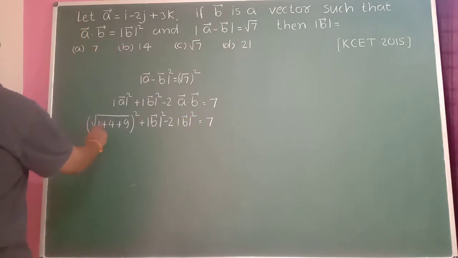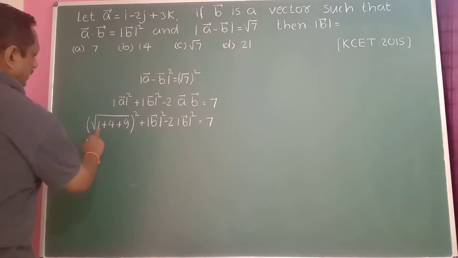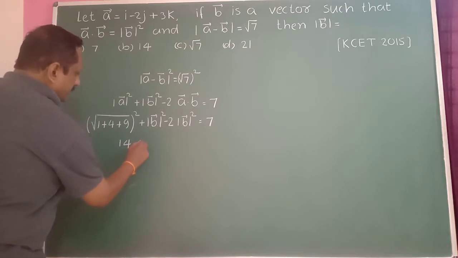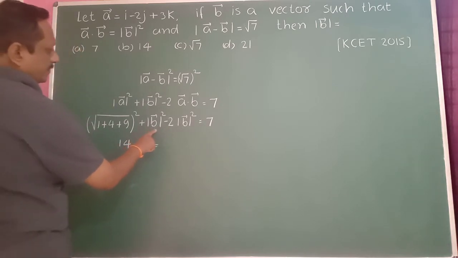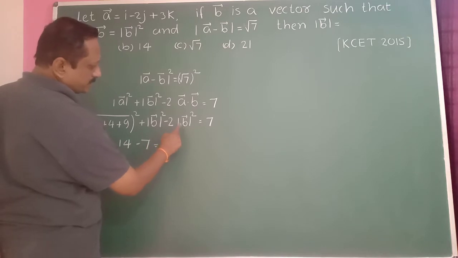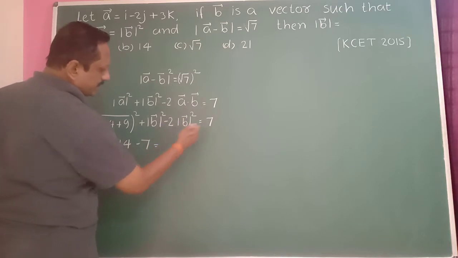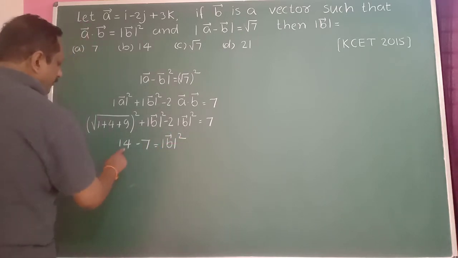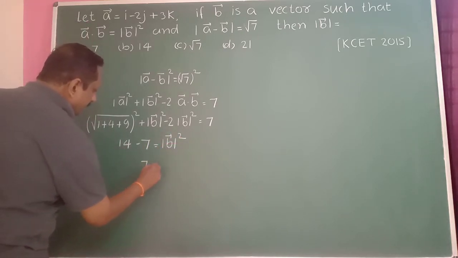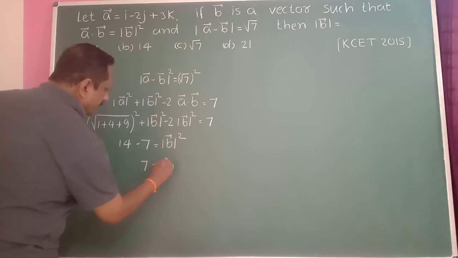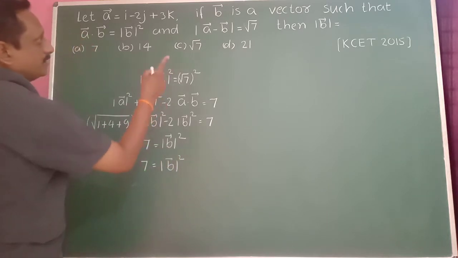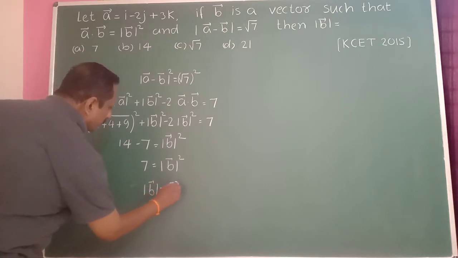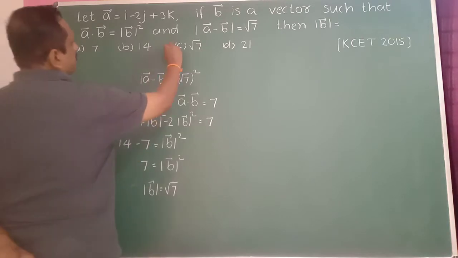Here square root and square cancel, 9 plus 1, 10 plus 4, 14, and I take 7 to the left side, minus 7, modulus of b bar square minus 2 into modulus of b bar square, minus modulus of b bar square. Take right hand side, it becomes a modulus of b bar square, 14 minus 7 is 7, is equal to modulus of b bar square. Here we want modulus of b bar, so modulus of b bar is equal to root 7. Therefore C is the answer here.